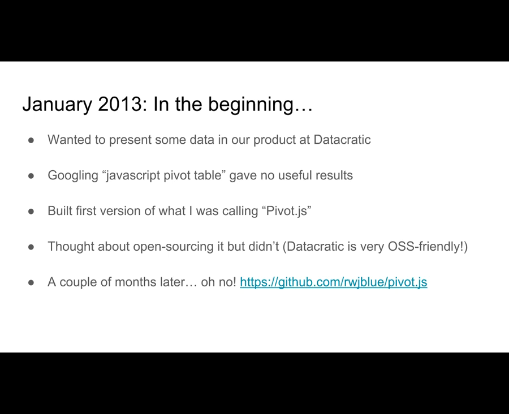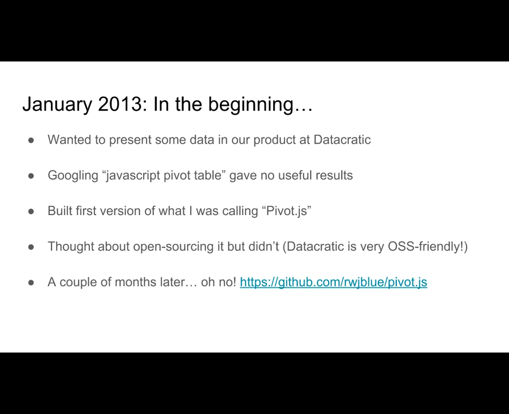And I thought about open sourcing it, but I didn't because I had other things to do. Datacratic is pretty open source friendly, but it wasn't like I could spend hours and hours doing it at work. And a couple months later, I was really sad because some other people who had basically the same idea open sourced something that they called Pivot.js, which doesn't work in the same way as mine does. It's not quite as drag and drop, and so I was annoyed that they got out there first and took the name for what I had called my little project.